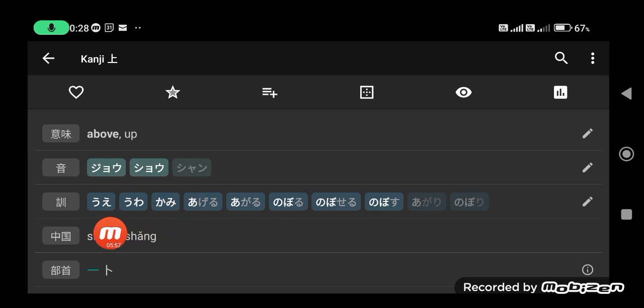So going back, the kunyomi readings, please bear with me. There are a lot of them. The kunyomi readings for this basic kanji: ue, wa, kami, not the kami as paper, not the kami as in God, kami, ageru, agaru, noburu, noboseru. The gray font here marks the least used readings.